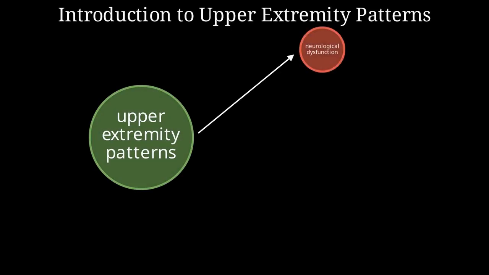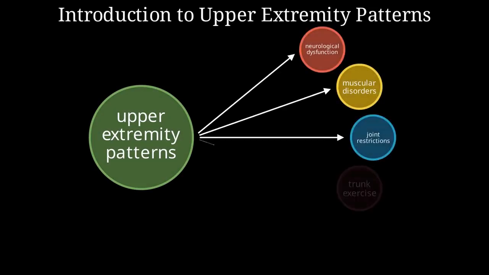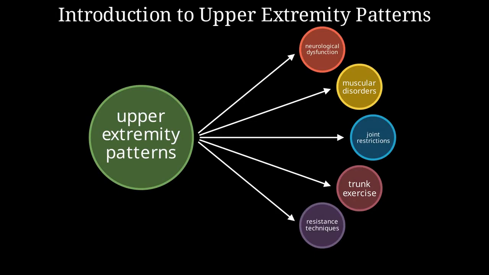Upper extremity patterns are used to address dysfunctions caused by neurological issues, muscular disorders, or joint restrictions. These patterns also help exercise the trunk, as resistance applied to strong arm muscles can stimulate weaker muscles elsewhere in the body. The choice of techniques depends on the patient's condition and treatment goals.